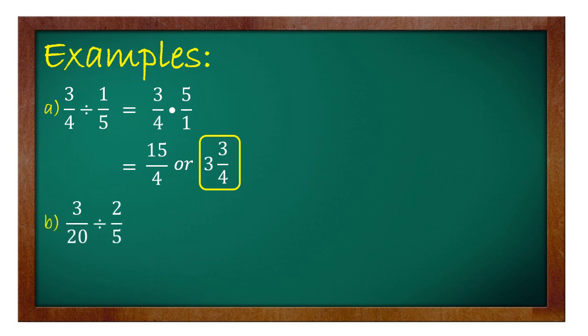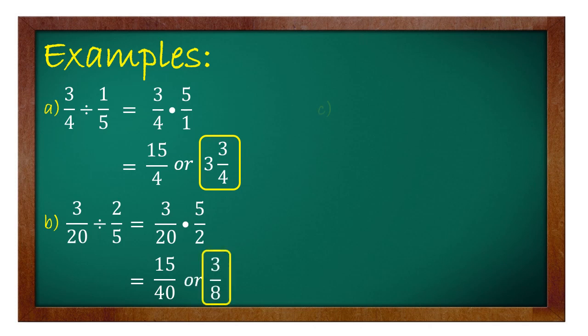Next example, we have 3 over 20 divided by 2 over 5. So, KCR natin. So, yung 3 over 20, magiging 3 over 20 pa din. Yung division, magiging multiplication. Yung 2 over 5, reciprocal, magiging 5 over 2. And then, proceed na tayo sa multiplications. 3 times 5 is equal to 15. Over 20 times 2 is equal to 40. So, ang quotient natin is 15 over 40. So, we have to get the lowest term. So, that is equal to 3 over 8.